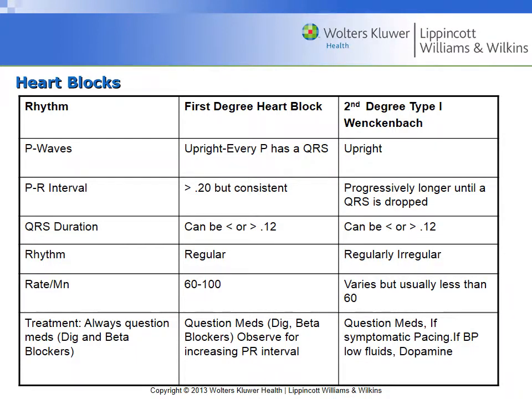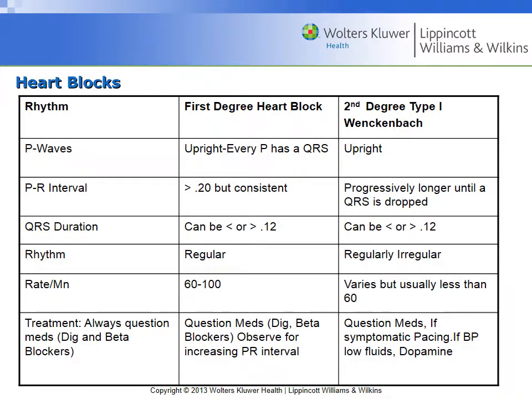The progressively longer PR interval causes the rhythm to be regularly irregular. The rate varies, but for the most part, heart blocks are going to have a rate that's less than 60, because what you have going on is a blockage somewhere in the bundle of His or the bundle branches. So in second degree type 1 Wenckebach, you really want to look at that PR interval.